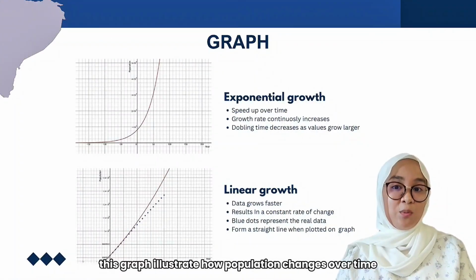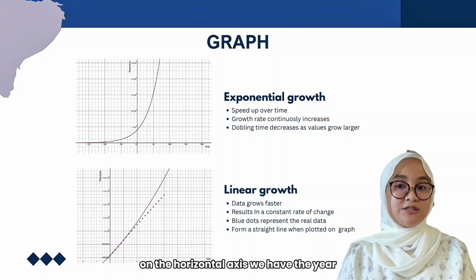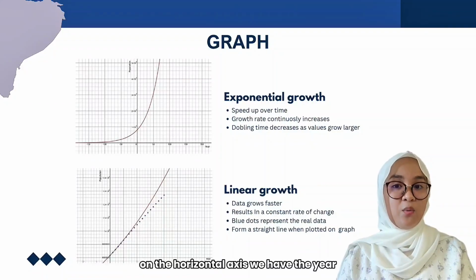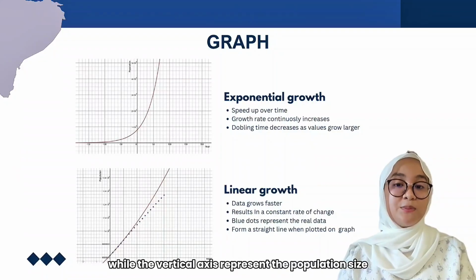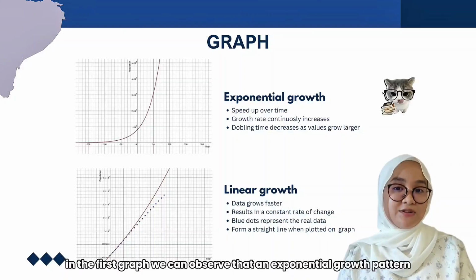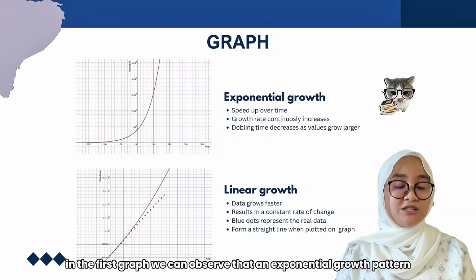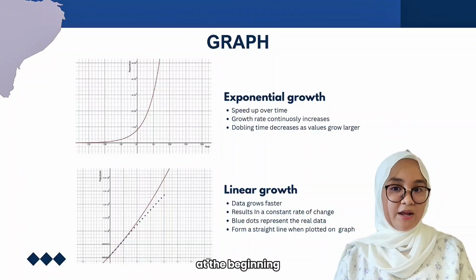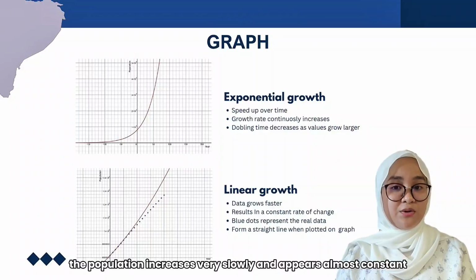This graph illustrates how population changes over time using two different models. On the horizontal axis, we have the year, while the vertical axis represents the population size. In the first graph, we can observe an exponential growth pattern. At the beginning, the population increases very slowly and appears almost constant.